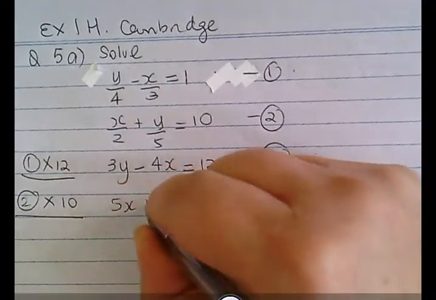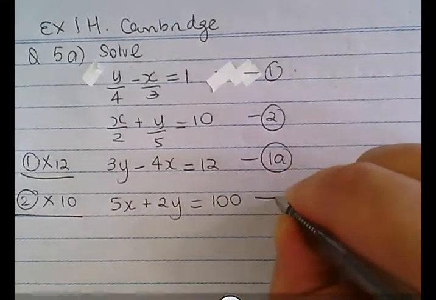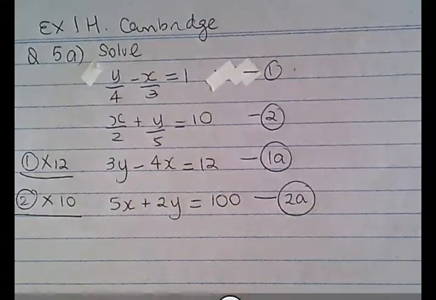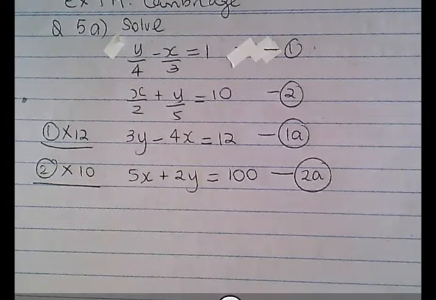Equation 2 times 10: 5x plus 2y equals 100. Equation 2a. Still not the same. No easy way out. I'm going to have to multiply again. Well, let's make the y's the same.